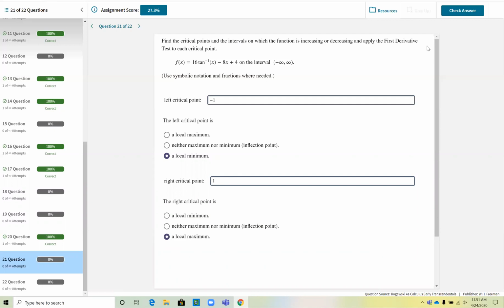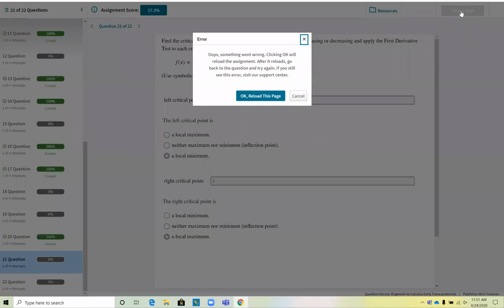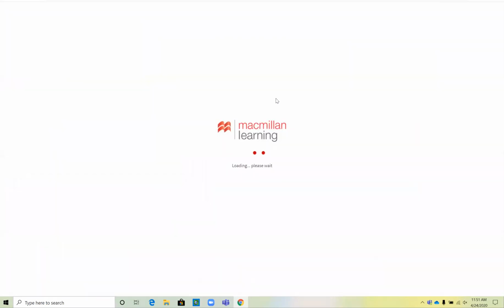This should be exactly what they want. We go to check answer, and oh no, the page timed out. So hold on, I'll have to reload the page real quick and then answer it. I hate it when it does this.